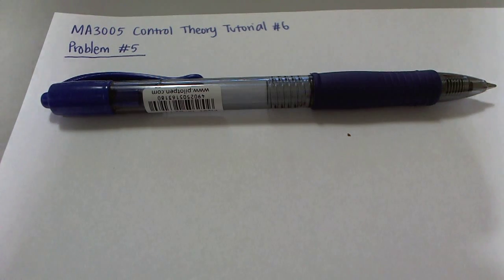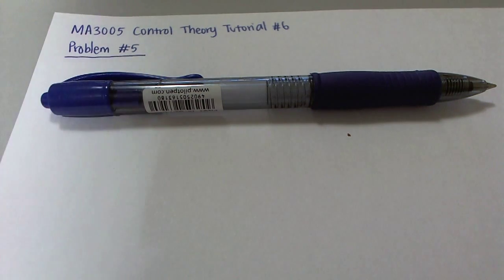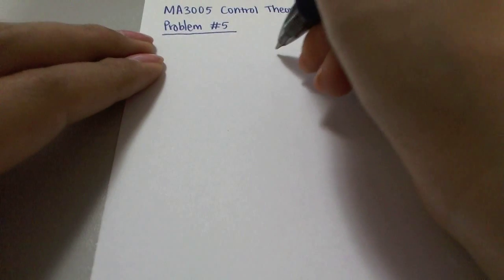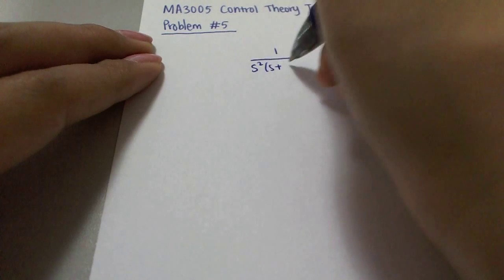Alright, so now we're here at the last problem for tutorial 6. In problem 5, we have a block diagram again. So this time round we have a nested block diagram.